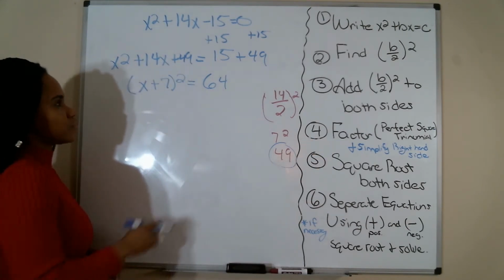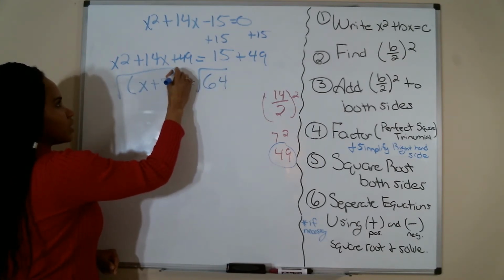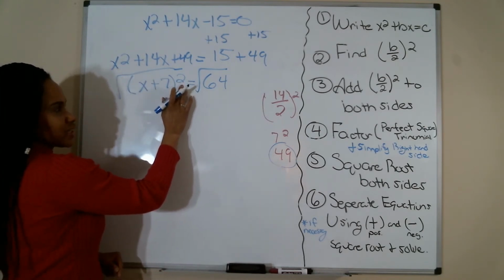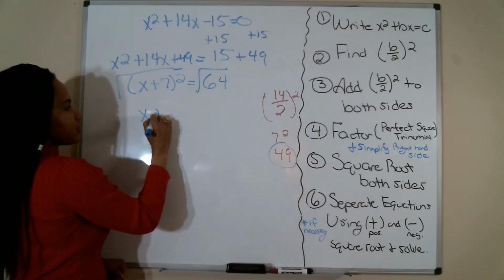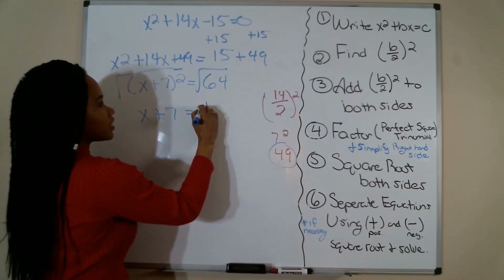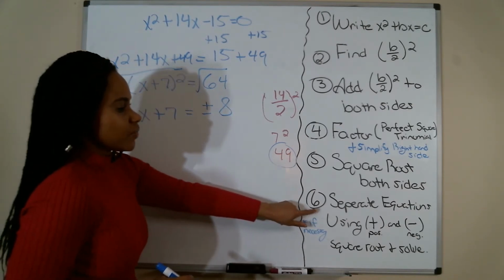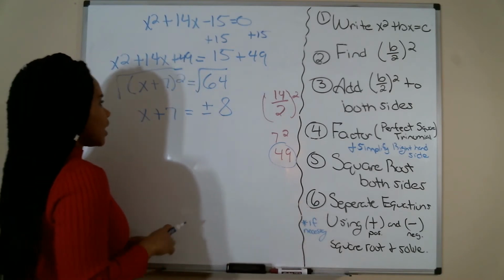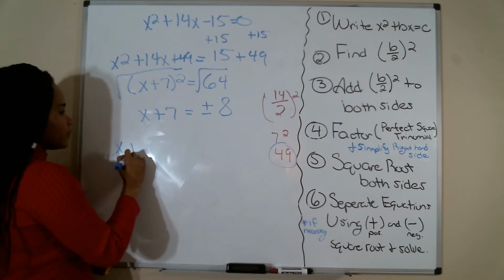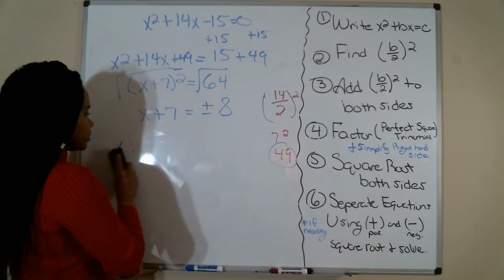Next, I want to take the square root of both sides. And remember, when we take the square root of something already raised to the second power, it simply gets rid of that 2 there. So I'm left with x plus 7 equals the square root of 64, which is positive and negative 8. Alright. Now I want to separate my equation. So I'm going to show you two ways. You could write it as two separate equations. I'm actually going to change colors here so you can see.